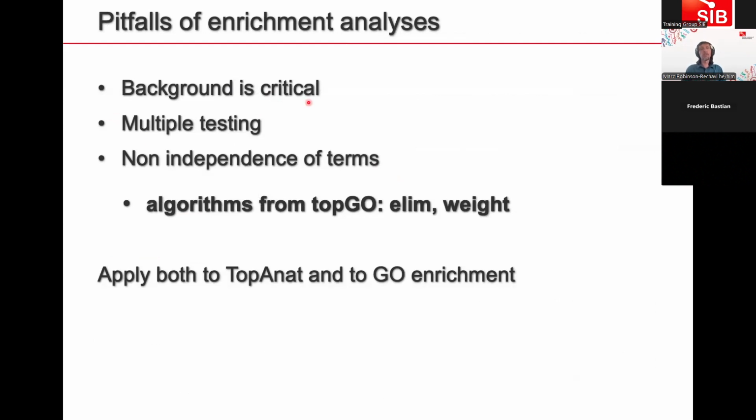Now the problem is multiple testing, because I said we do this on every term in Uberon, and if you do a gene ontology enrichment, you do it on every gene ontology term. So you test many, many terms, tens of thousands, which is why in TopAnat we always provide both a p-value and an FDR correction, a false discovery rate correction. And you have non-independence of terms. As I said, if it's enriched in cerebellum, it will be enriched in brain. And for this, we have algorithms in topGO which allow you to correct for this. The two main ones are elim, which will find the most specific terms in priority, or weight, which will find the more general terms.